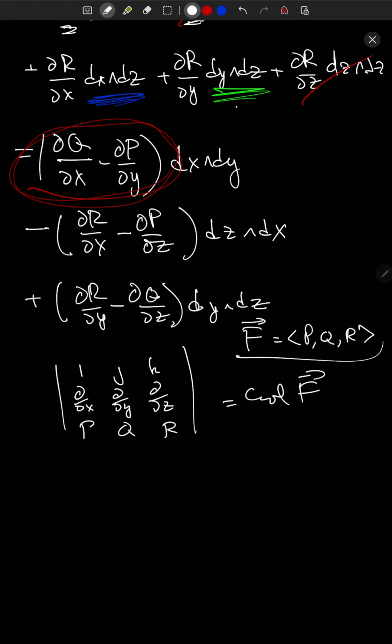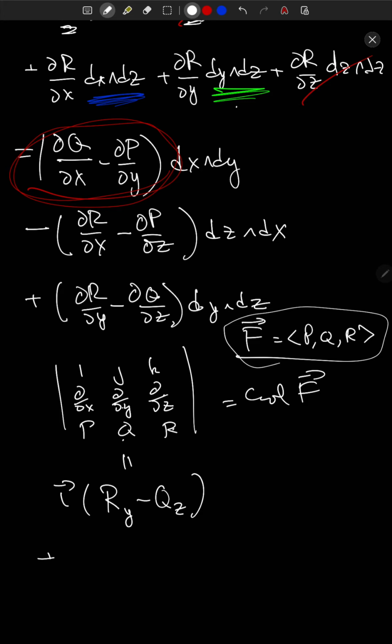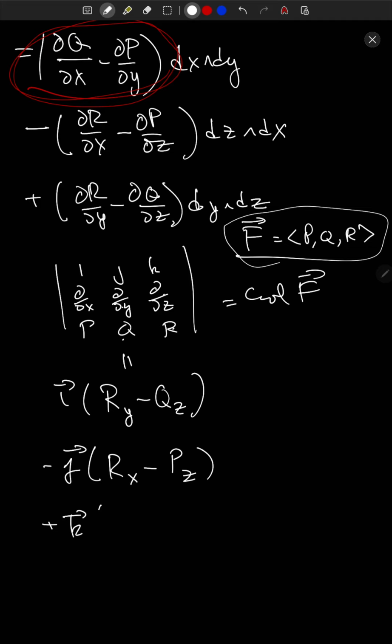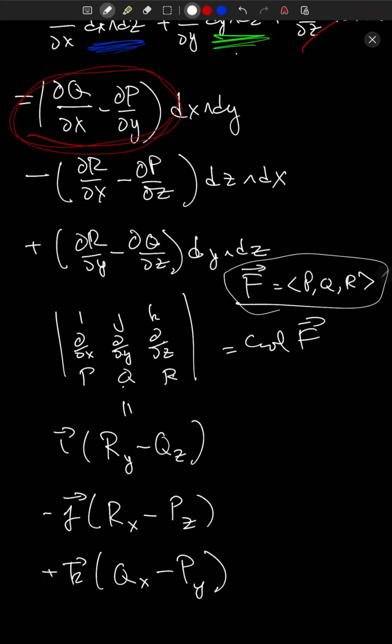Okay, so if I had a vector field given by PQR, the curl is going to be what? This is going to be i times dR/dy minus dQ/dz. Let me just write it kind of quickly. R sub y minus Q sub z, right? Minus j times R sub x minus P sub z, and then plus k times Q sub x minus P sub y. All right.